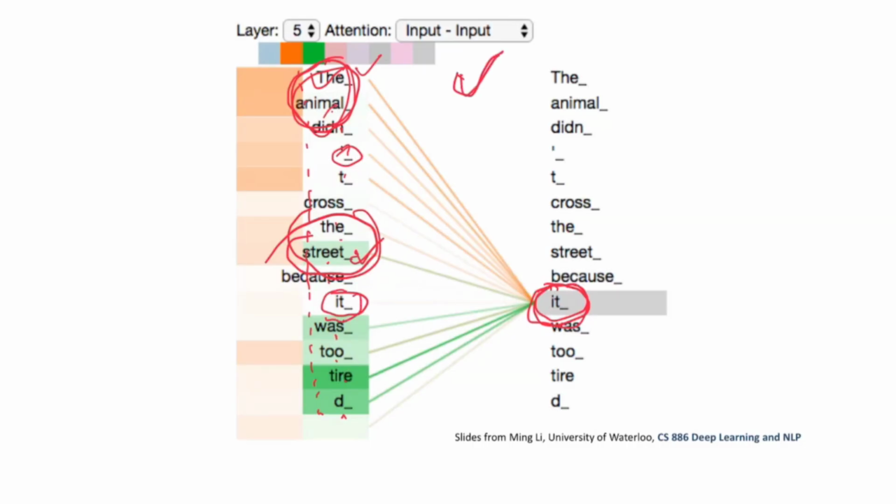So wherever I'm saying, "it was too tired," it has to correlate this with the previous words and say, "it is related to animal." But it may confuse you with the street also. That's why you can see here that this "it" is also connected to this, giving the weightage to the street also.